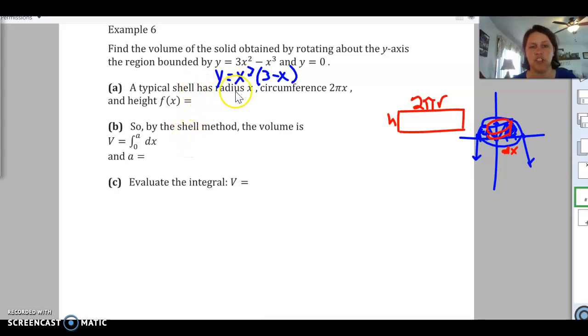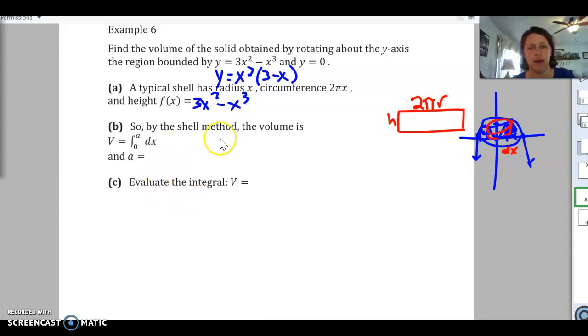It says a typical shell has radius x, circumference 2 pi x. Now, why are they saying x? I just said radius, but notice that wherever our shell is, the radius is going to be the same as whichever x value we're taking it at. So our circumference becomes 2 pi x, and our f of x that we're using for the height is 3x squared minus x cubed.